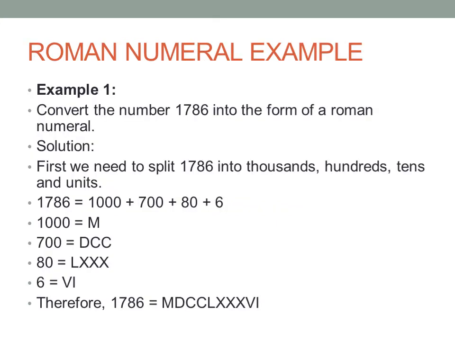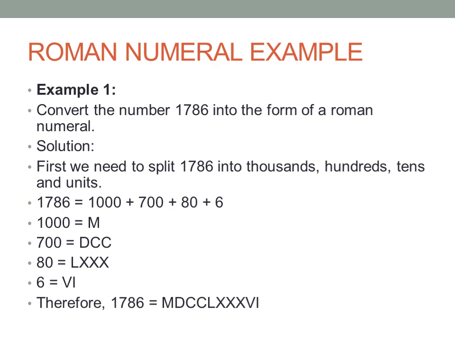Roman numerals, the example. Roman numerals are the last topic of your chapter. Questions are not given from this topic, but we will do one example based on it. Convert the number 1786 into the form of a Roman numeral. You have learned Roman numerals in your class 4th and class 5th. I stands for 1, V stands for 5, X stands for 10.